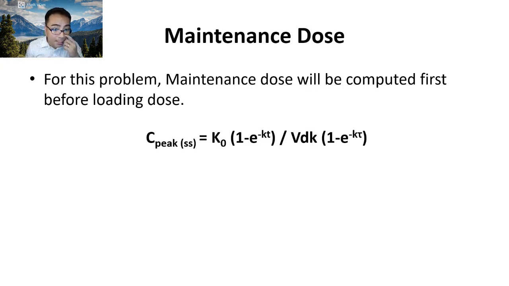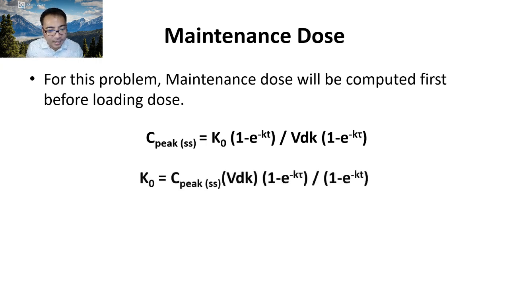Now, for the maintenance dose, we'll be using this formula. For this problem, maintenance dose will be computed first before loading dose, mas madali kasi. So, to get the maintenance dose, that's just C peak multiplied by VD times K times (1 minus e to the negative K tau) over (1 minus e to the negative KT).